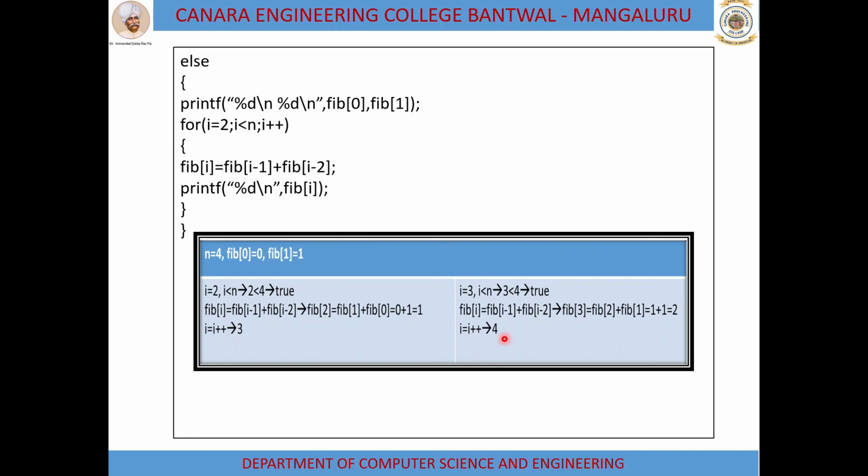So the control will come back to the for loop. i will be incremented by 1. i was 3, now i becomes 4. So now is i less than n, 4 is less than 4? The condition is checked and the condition is false. So the control will come outside the for loop and the program terminates. So the first 4 Fibonacci numbers, 0, 1, 1 and 2, will be displayed. Execute the program and check the output.